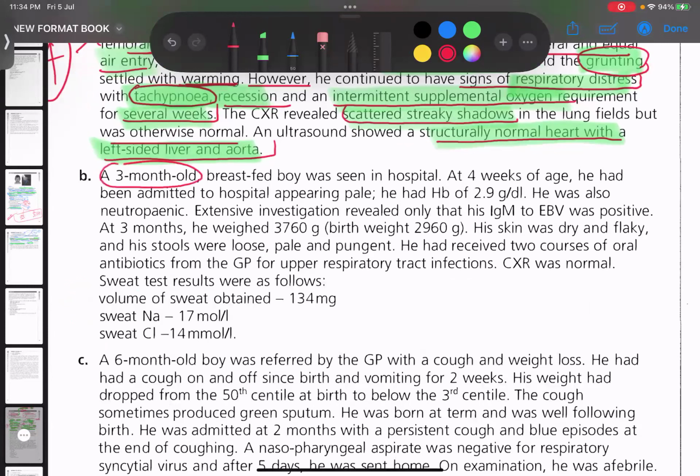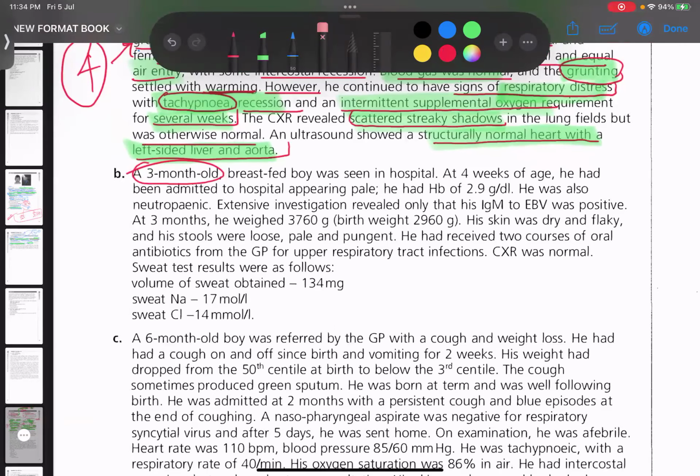A 3-month-old breastfed boy was seen in hospital at 4 weeks of age. At 4 weeks of age, he had been admitted to the hospital appearing pale. He had a hemoglobin of 2.9 gram per deciliter. He was also neutropenic. Extensive investigation revealed that his immunoglobulin to Epstein-Barr virus was positive. One of the important blood findings in Epstein-Barr virus will be neutropenia. This particular question, I think, came in the recent 2024 exam.